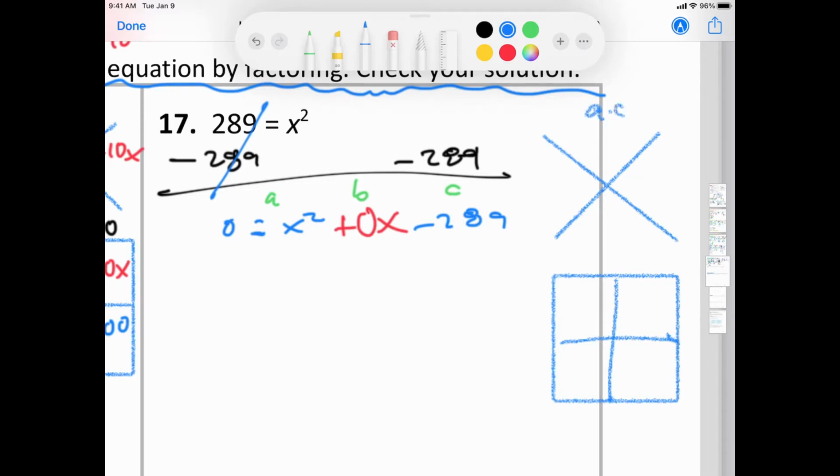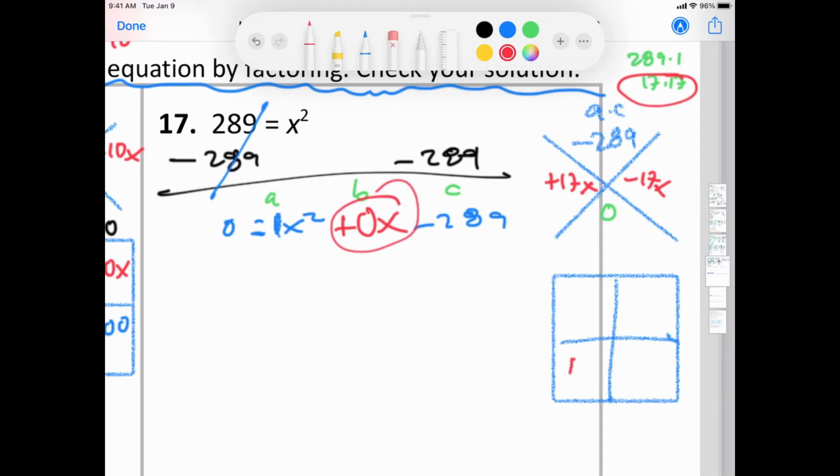So a times c, that would be 1 times negative 289. You have a b value that is 0, 289 times 1. I don't even know the other ones, but I already know it's going to be 17 squared. And then those are my numbers. Again, in this difference of squares problem, they will always be identical, one positive, one negative.